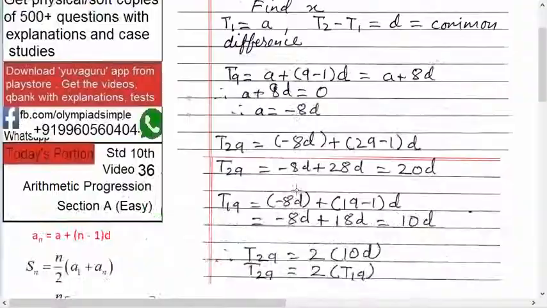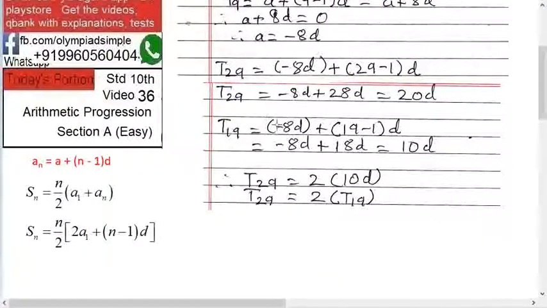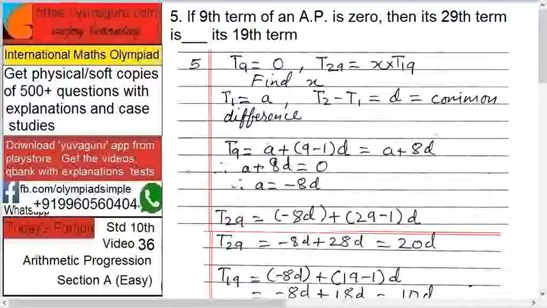Now find T19. So T19 equals again A plus 19 minus 1 into D. A is minus 8D, the first term. That is minus 8D plus 18D equals 10D. So now T29 is 20D, T19 is 10D. So T29 is how many times T19 now? 20 equals 2 into 10. So 2 into T19. So T29 equals 2 times T19. So your answer is 2.